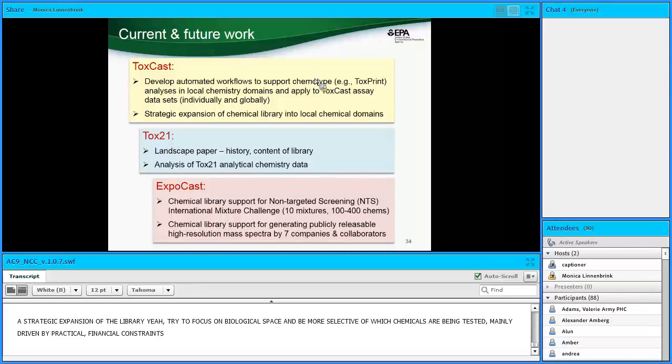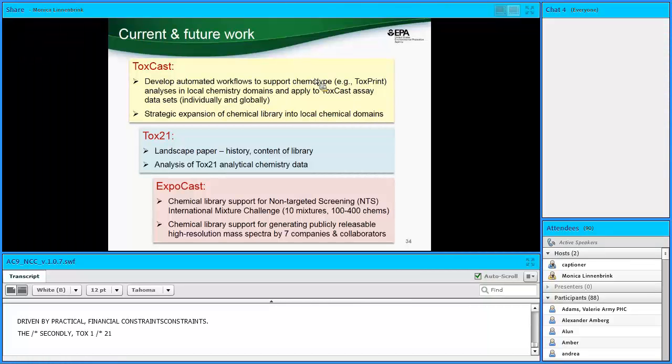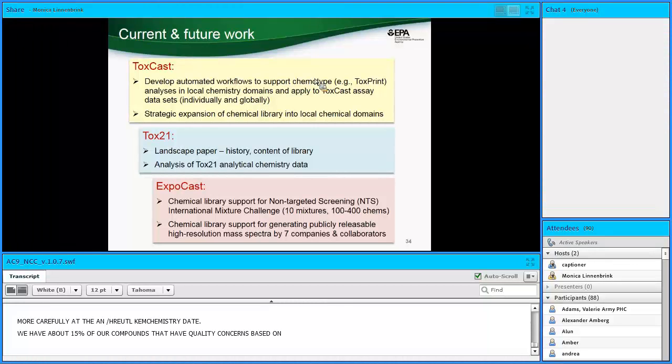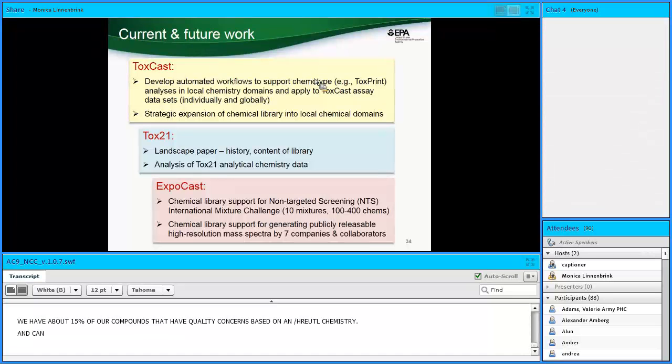Secondly, on the Tox21 sphere, looking at a similar sort of examination of the larger 10K library, as well as really starting to look more carefully at the analytical chemistry data. We have about 15% of our compounds that have quality concerns based on analytical chemistry, and can we begin to characterize where in chemotype space those concerns are? That also is going to impact how we interpret our assay data.